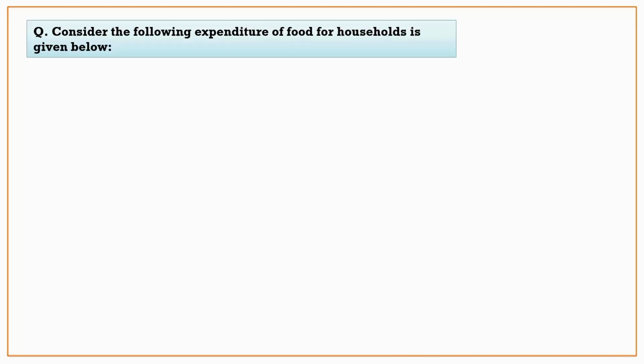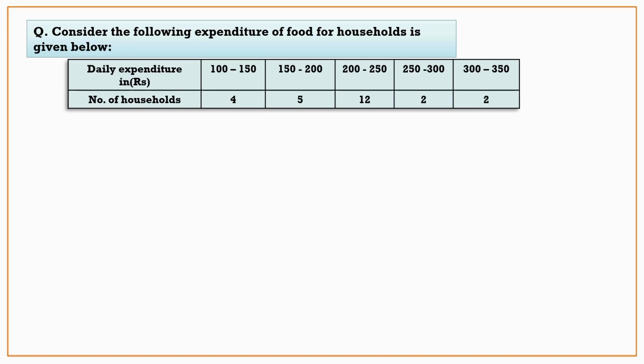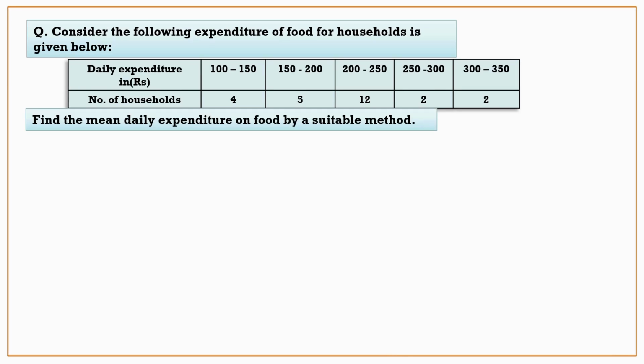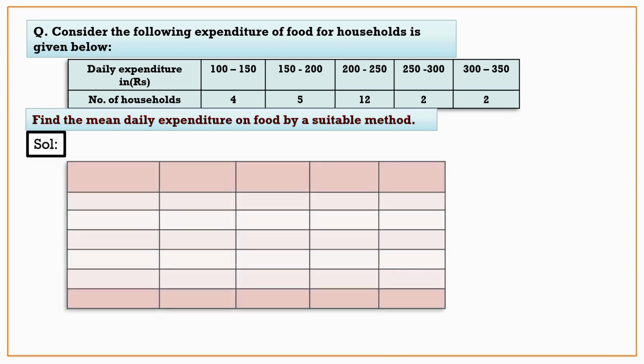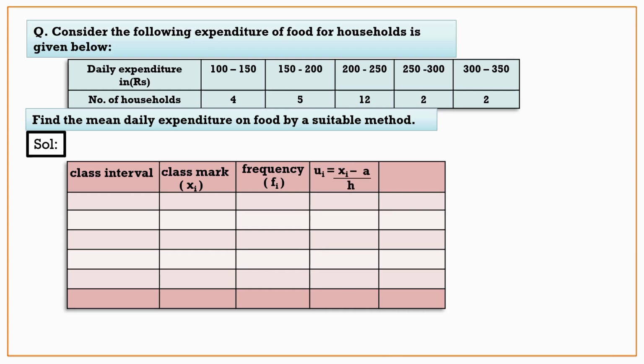Okay, now let's move to the next problem. Consider the following expenditure of food for households given below. So daily expenditure in rupees is given and the number of households are given. Find the mean daily expenditure on food by a suitable method. So let's draw the table first. The class interval, then we have class mark, that is xi, and frequency, that is fi, and we have ui. Here we are going to use the step deviation method. ui equal to xi minus a, that is assumed mean, divided by h. And finally we have fi ui.